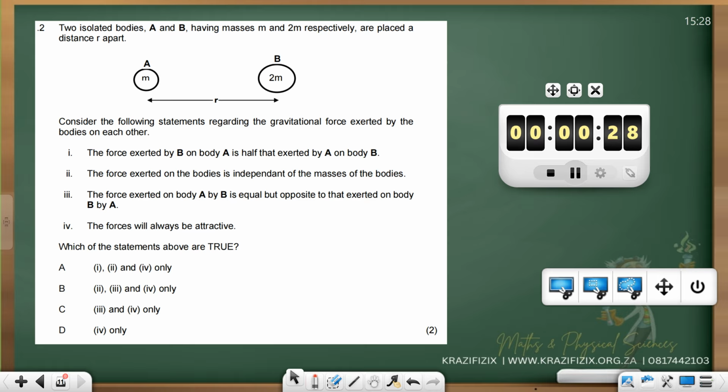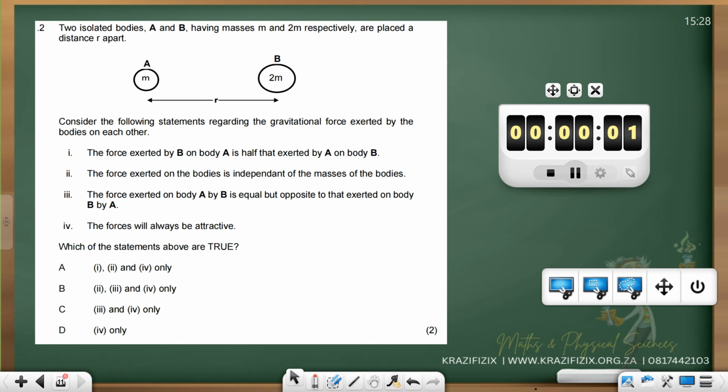Okay, I think we should be done. Let's read. Two isolated bodies A and B having masses m and 2m respectively are placed r distance apart. Consider the following statements regarding the gravitational force exerted by the bodies on each other. This is the universal law of gravitation. The force exerted by B on A is half that exerted by A on B. That's completely wrong.